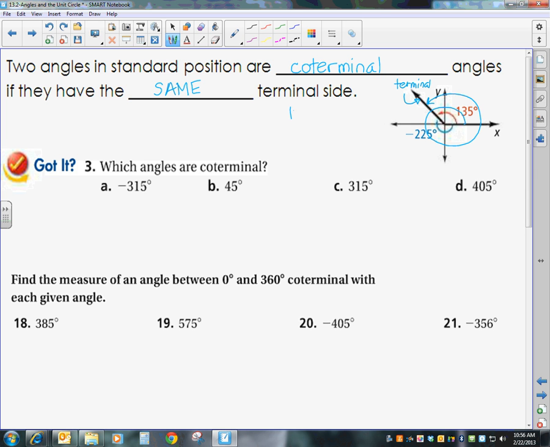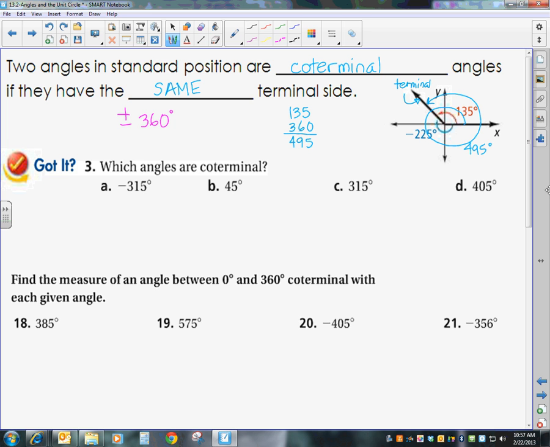So if I started with 135 degrees and I went all the way around, which is 360, then another coterminal angle is going to be 495. So this angle with the loop-de-loop is 495 degrees. So keep in mind that coterminal angles is all about adding or subtracting 360 degrees from any angle.